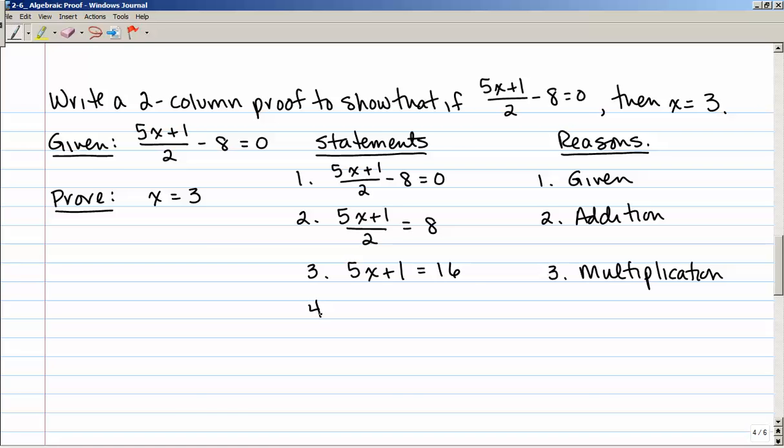Next, to solve the equation, I would subtract 1 from each side. So that would give me 5x equals 15. Since I subtracted, that's the subtraction property.